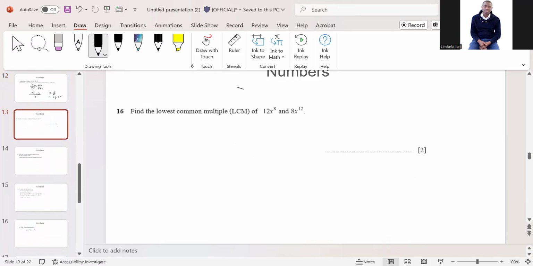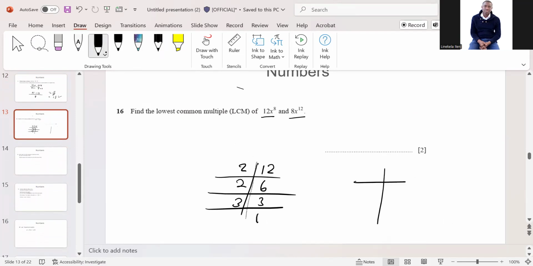Then generally as well, they can ask you to find the highest common factor, lowest common multiple. And I always tell the students, whenever you're dealing with these things, use your prime factorization. Very simple. So in this case, I'm given this and that. So I'm given 12. I can just prime factorize that. 2 into 12 is basically 6. And then 2 also goes into 6 3 times. 3, 1. I do the same for the 8. 2 into 8 is 4. 2 into 4 is 2. 2 into 2 is 1.